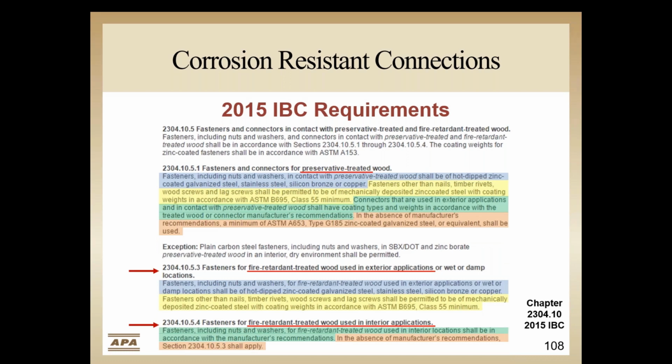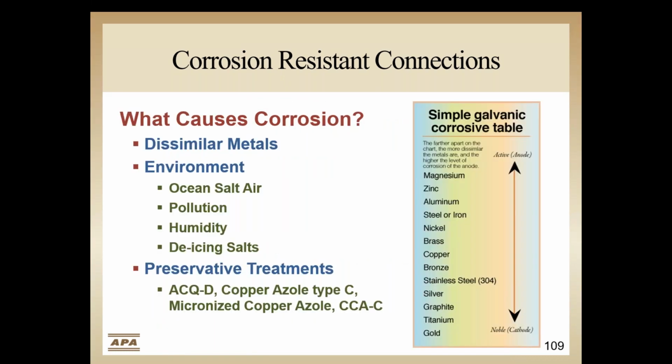It seems so simple and straightforward what the IBC is telling you to do, but unfortunately it's not always so straightforward. So I think a little basic understanding of what causes corrosion will help us deal with it. Some causes of corrosion include dissimilar metals, the environment, salt air, fumes, fertilizers, de-icing salts, and the preservative treatment of the wood itself.